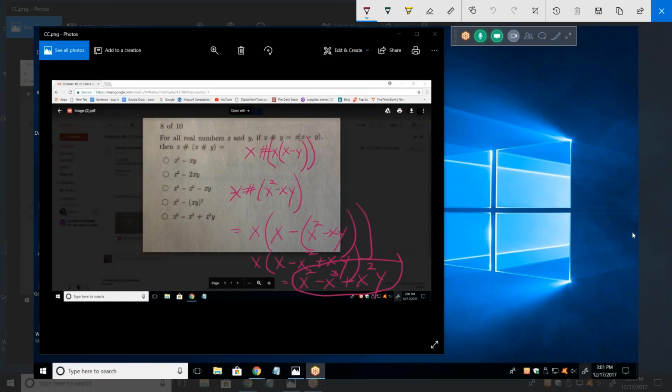All right. These problems are what I call symbol problems. That's not a real mathematical symbol. It's just a symbol they made up. And the symbol means that whatever is on the left side of the symbol, you put in for x. Whatever's on the right side of the symbol, you put in for y. It's as simple as that.